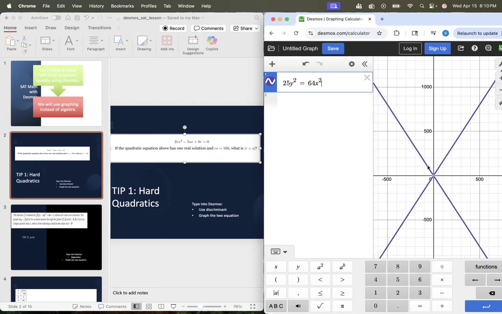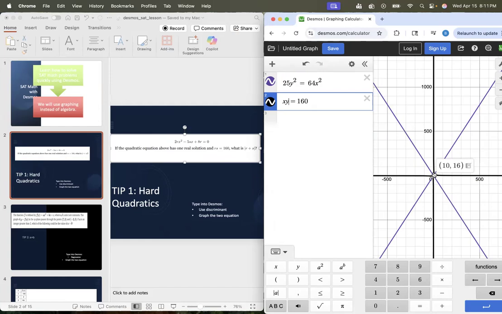You see, it graphs it for you and they intersect at 0, 0. But we've been told that rs is equal to 160. Desmos does not understand, so you have to define it. I'm going to use the same variables, x and y. And boom, they all intersect at 10, 16. The question is asking, what is r plus s?